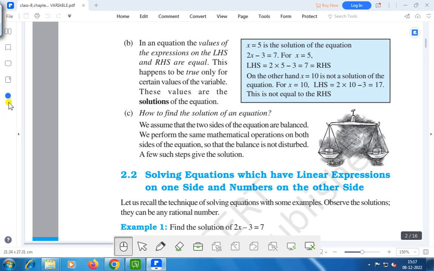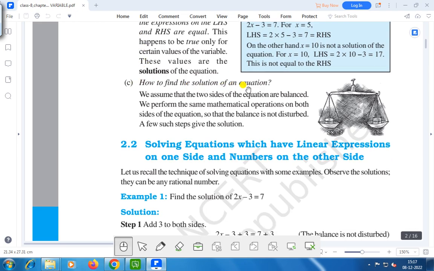In an equation, the values of expressions on the left hand side and right hand side are equal. This happens to be true only for certain values of the variable. These values are the solutions of the equations. x equal to 5 is the solution of the equation 2x minus 3 is equal to 7. For x equal to 5, left hand side 2 into 5 minus 3, that is 7, equal to right hand side. On the other hand, x equal to 10 is not a solution of the equation. For x equal to 10, left hand side is 17, that is not equal to right hand side.